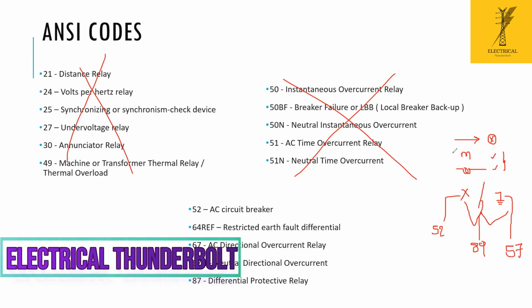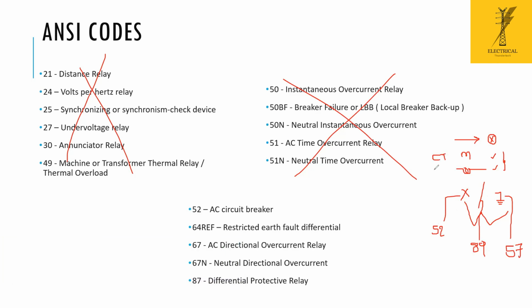Remaining, you will just include the CT, PT, LA, transformer. These are the only 3 equipments which require ANSI codes, apart from the relays, because we are only focusing on the equipments. That's why these are the three equipments which require the ANSI codes. Let's see this in this way.